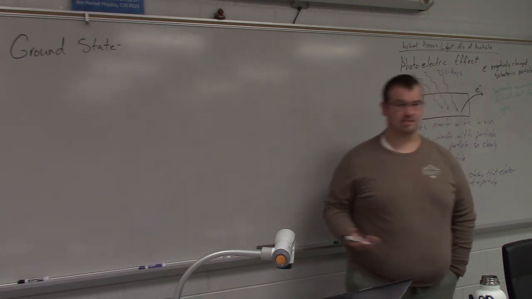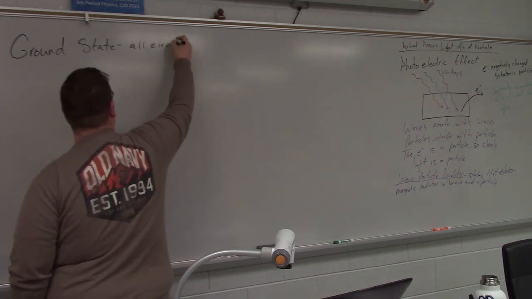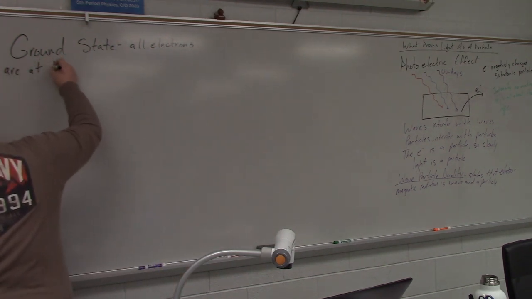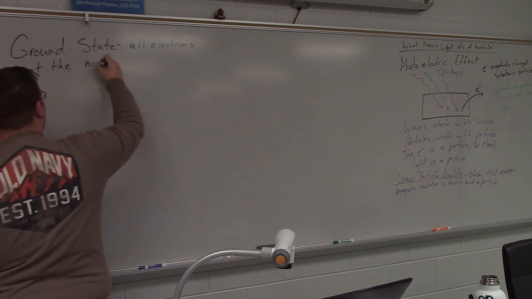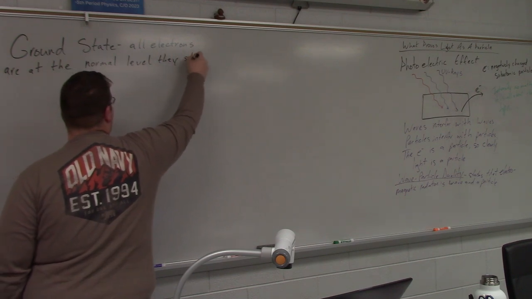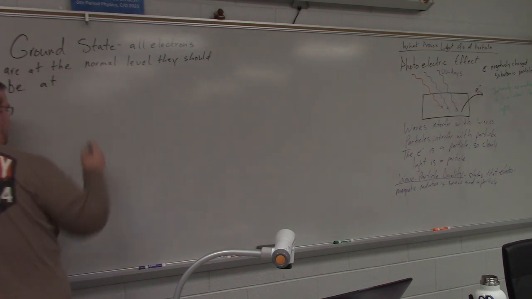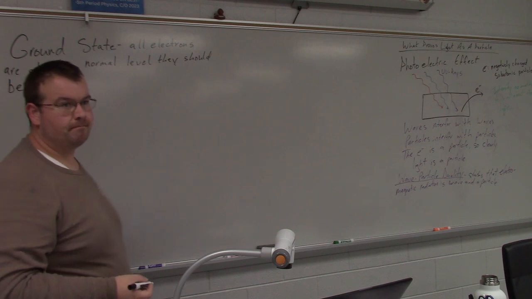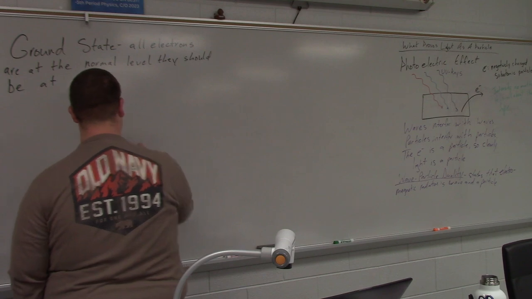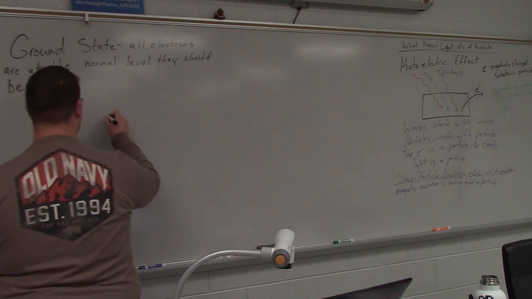When we talk about the ground state, this is when all electrons are at the normal level. They should be. All right, so I got the nucleus, and the nucleus is the positive charge, it's the proton. Then from there, we actually have energy levels.